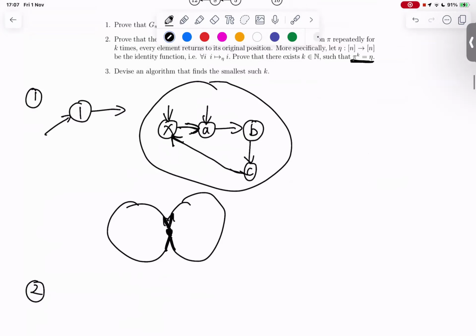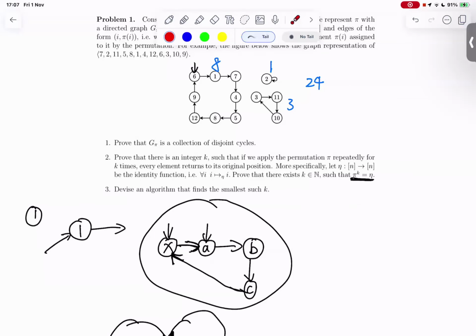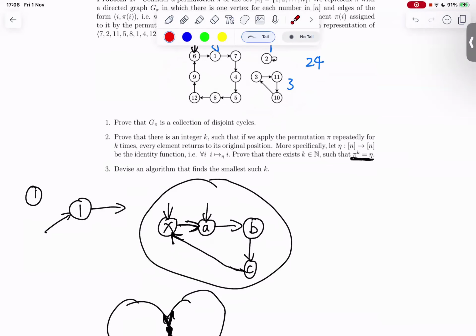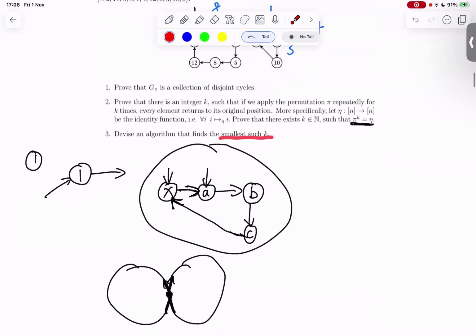And then problem 3 follows easily from problem 2. We arbitrarily choose a vertex from this graph and start traversing its cycle. After we go back to the original position, we record this number, so it's 8. Then we go on to another unvisited vertex. Let's say I pick 3 and traverse its cycle, I find that the number for this cycle is 3, and for this one is 1. In the end, we just need to find the least common multiple of the lengths of all these disjoint cycles, and we will have the smallest such k. So this is the algorithm for this problem.